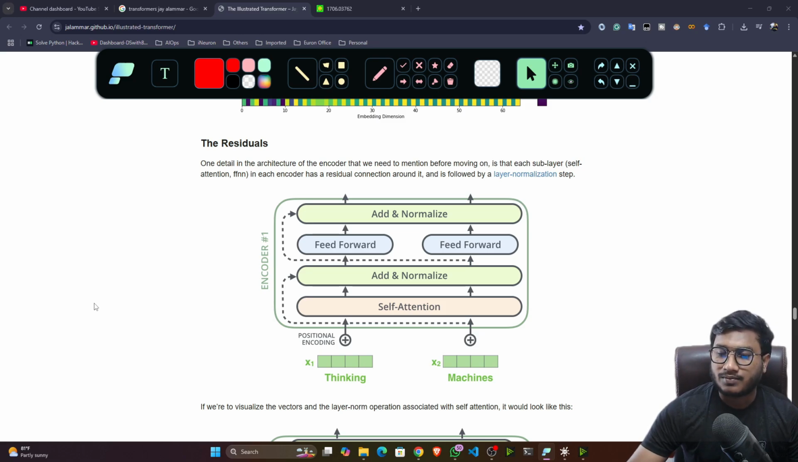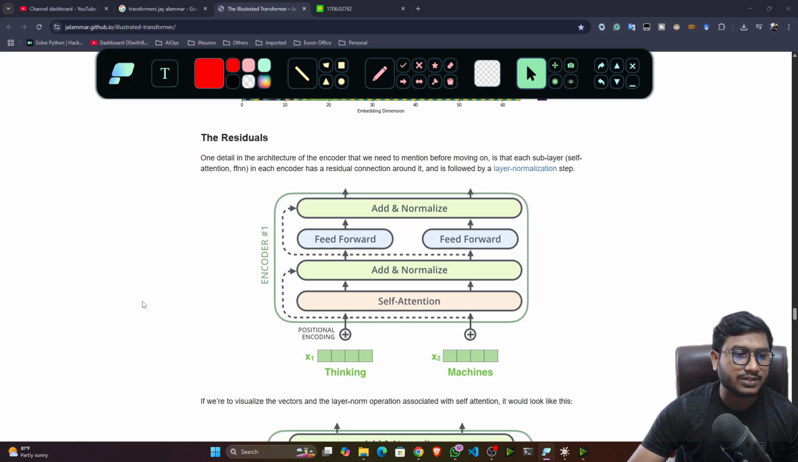So the same thing, whatever you have learned in the ResNet architecture, the same concept is also used here. If you are not sure about the ResNet architecture, you can go through it and see how the ResNet architecture works.